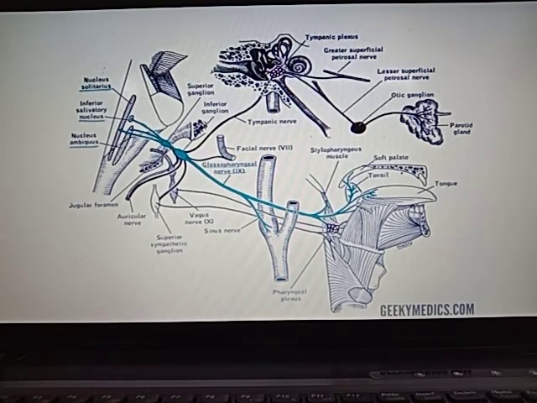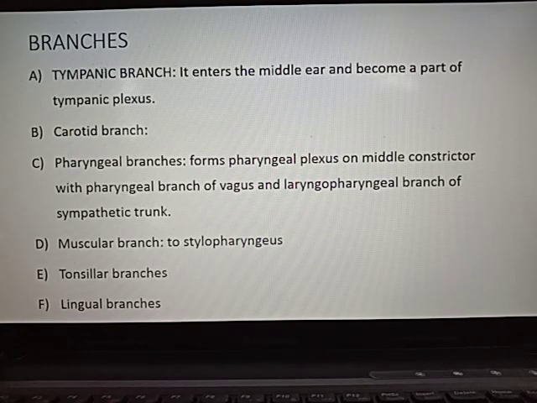Then come to the pharyngeal branches. They form the pharyngeal plexus on the middle constrictor with the pharyngeal branch of the vagus and the laryngopharyngeal branch of the sympathetic trunk. The pharyngeal branches form a plexus, the pharyngeal plexus, and there are the muscular branch to stylopharyngeus, the tonsillar branch and the lingual branches, which carry the taste and general sensation from the posterior third of the tongue, including the circumvallate papillae.